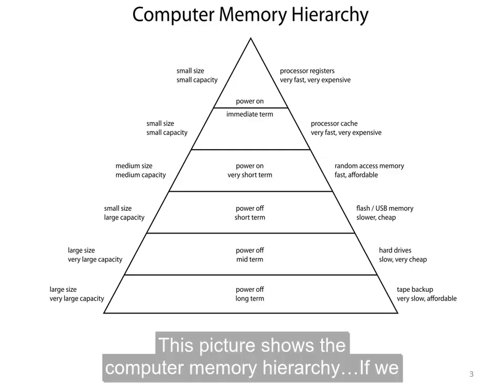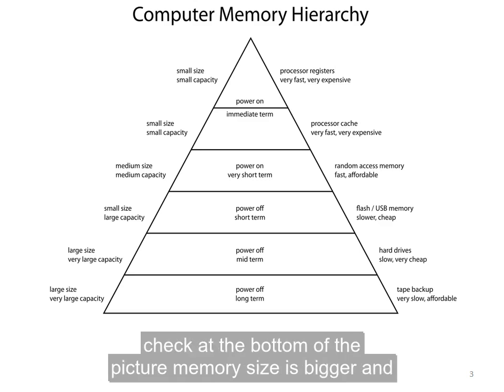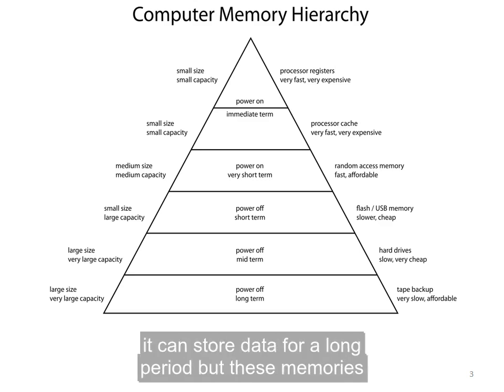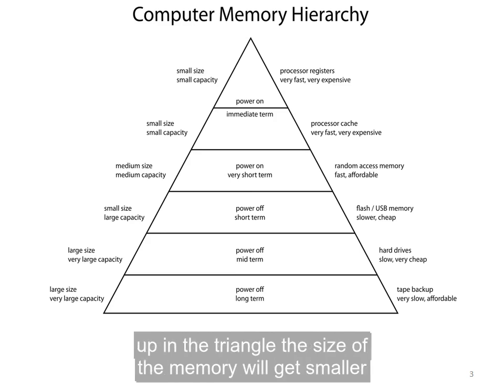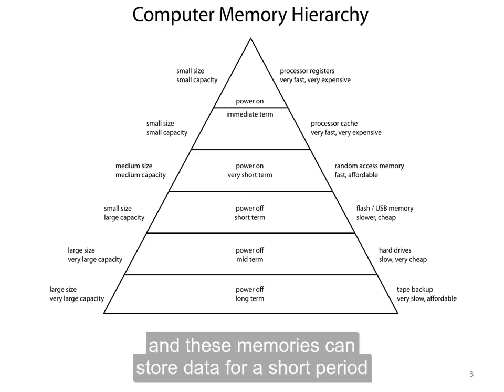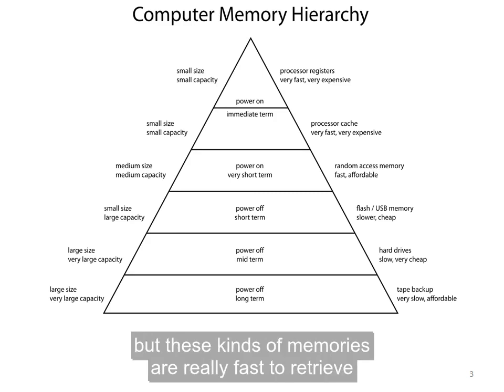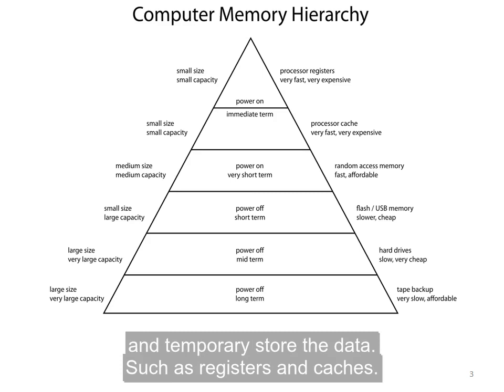This picture shows the computer memory hierarchy. If we check at the bottom of the picture, memory size is bigger and it can store data for a long period. But these memories are slower, for example, tape and hard drives. If we look up in the triangle, the size of the memory will get smaller, and these memories can store data for a short period. But these kinds of memories are really fast to retrieve and temporarily store the data, such as registers and caches.